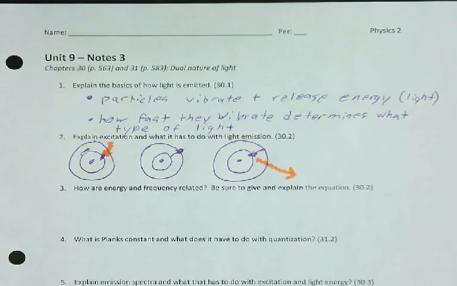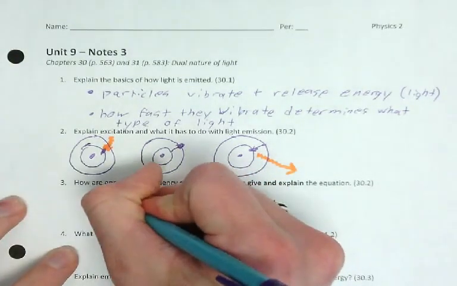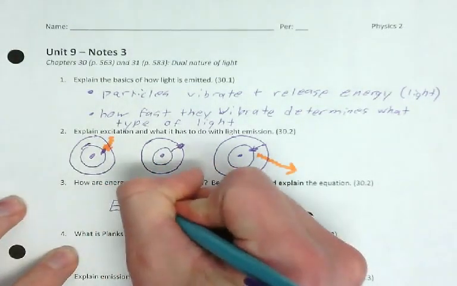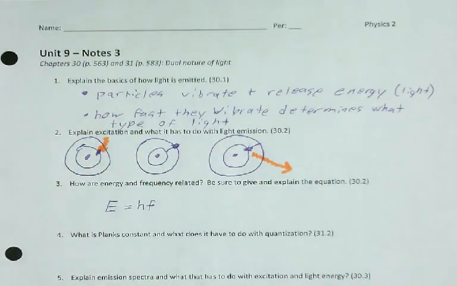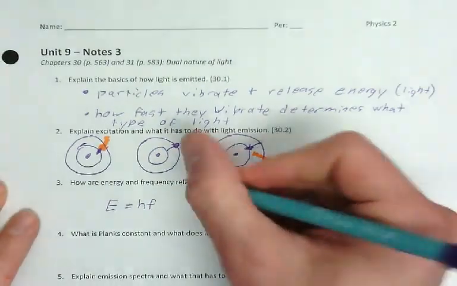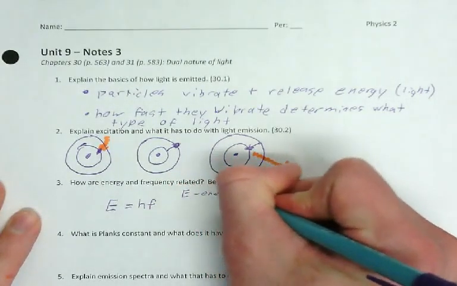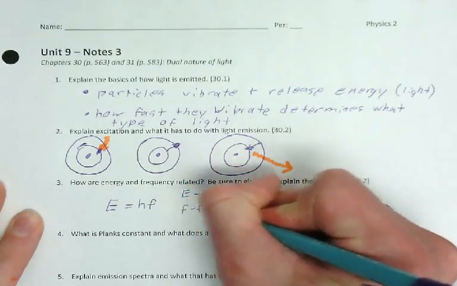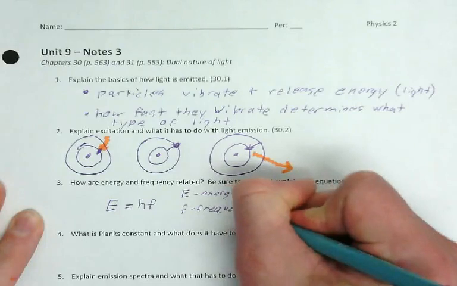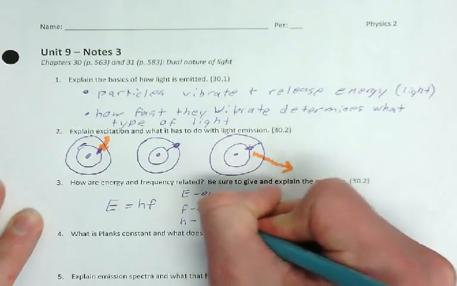All right, so how are energy and frequency related? There's an equation for them, and the equation is E equals hf. E is energy, which is probably pretty obvious. f is frequency, which is also probably pretty obvious. And h is something called Planck's constant.